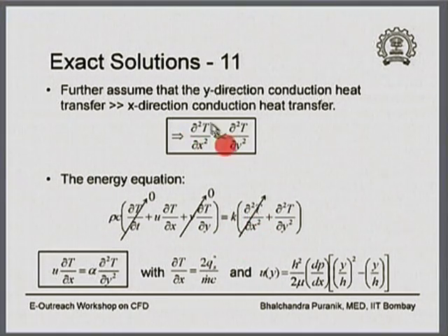From the assumption that the y direction conduction heat transfer is much larger than the x direction conduction heat transfer, I am immediately throwing out this term. I am not putting this equal to 0, but it is some sort of a comparison between these two conduction terms, and I am saying that d2T/dx squared is much smaller in comparison with d2T/dy squared, and therefore I am simply neglecting it from the equation.